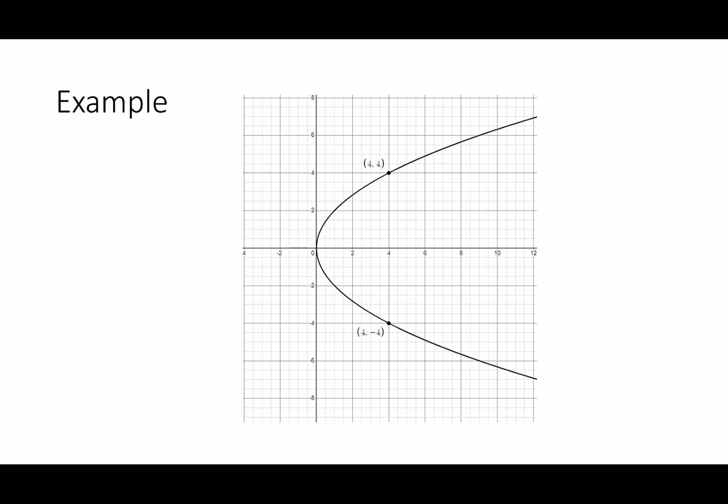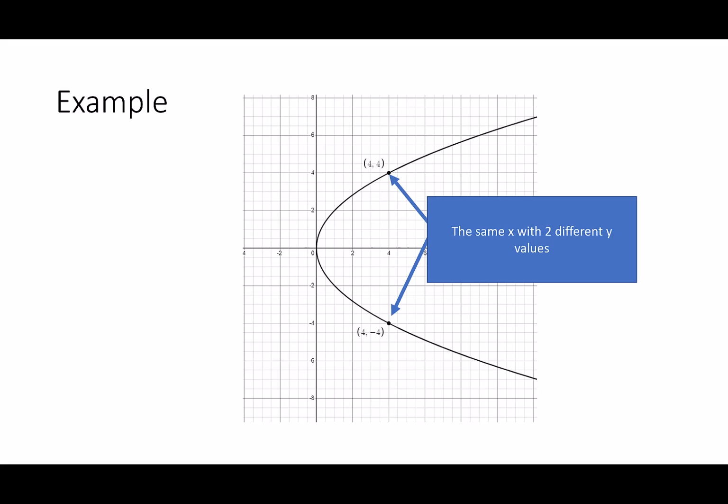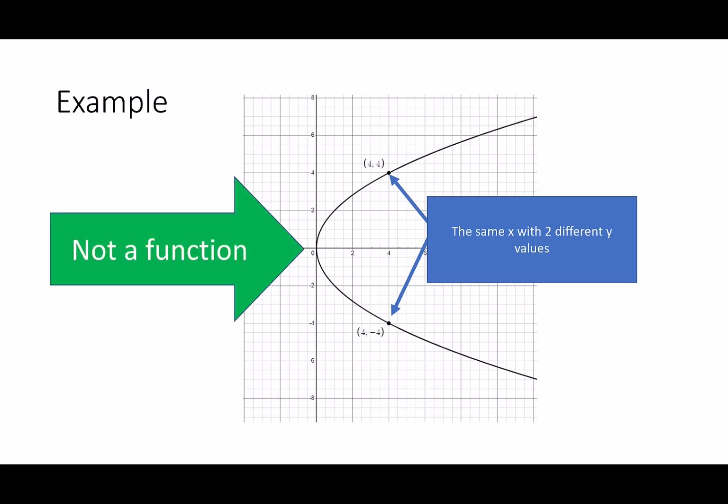Let's look at an example. When we look at this graph, we can see the points (4, 4) and (4, -4). We have the same x value with two different y values. This means this is not a function. We can see that we can draw a vertical line through the graph and it intersects in 2 points. Anytime that happens, we say the graph is not a function.